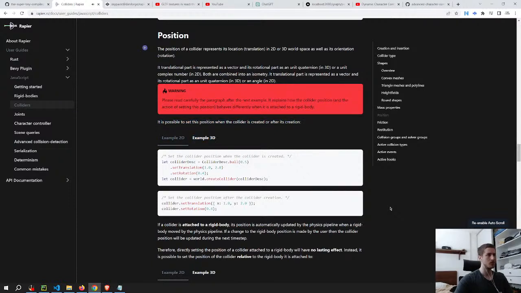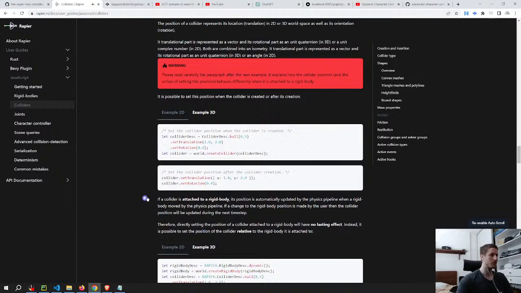Example 2D. Example 3D. // Set the collider position when the collider is created. // let collider_desc = ColliderDesc.ball(0.5).setTranslation(1.0, 2.0).setRotation(0.4); let collider = world.createCollider(desc); // Set the collider position after the collider creation.